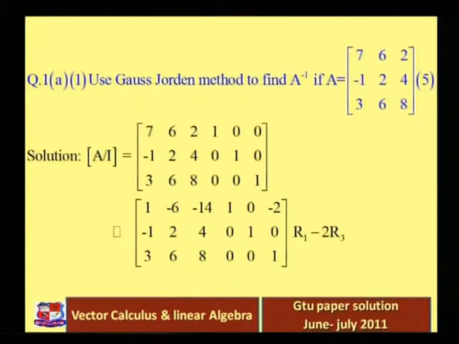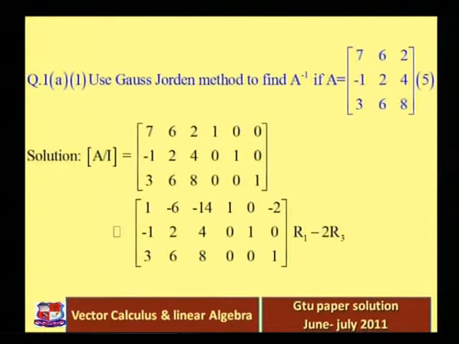First question, question 1a. First part: use the Gauss-Jordan method to find A inverse if A is equal to this matrix, with the first row 7, 6, 2, second row -1, 2, 4, and the third row 3, 6, 8.